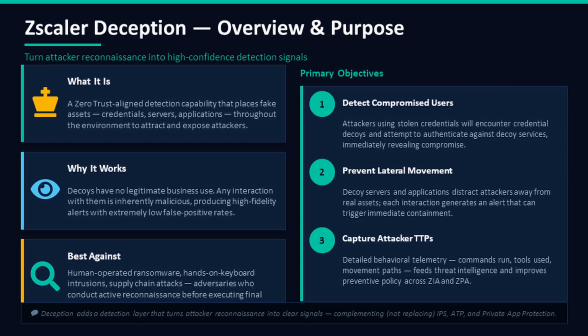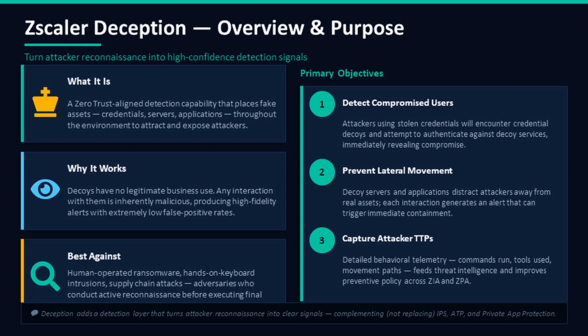The 3 primary objectives of deception align directly with the attack lifecycle we covered in the previous module. First, detecting compromised users. Attackers who've stolen credentials will try to use them, and if those credentials are decoys, the authentication attempt is immediately visible. Second, preventing lateral movement. Decoy servers distract attackers away from real assets, and every interaction generates an alert that can trigger containment. Third, capturing attacker tactics, techniques, and procedures.